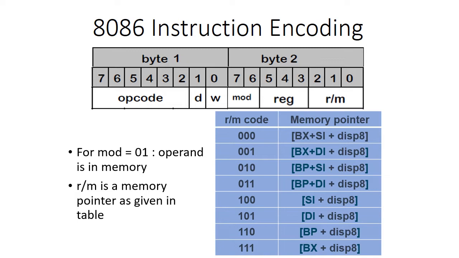All the displacement values in this case of the mode field pattern are 8-bit values, and these values follow the addressing mode byte.